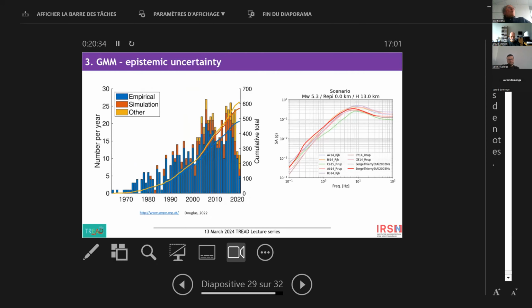earthquake capital. And so finally, of course, there is a very big epistemic uncertainty due to ground motion models. What I'm showing on the left is the number of ground motion models that are produced every year, and it's increasing. And the spread of ground motion models for a given magnitude scenario still remains pretty wide. So it's probably important to consider this epistemic uncertainty as well, although today in the nuclear regulation, it's only the red curve that is considered.